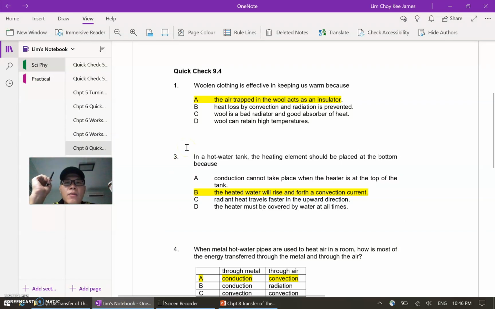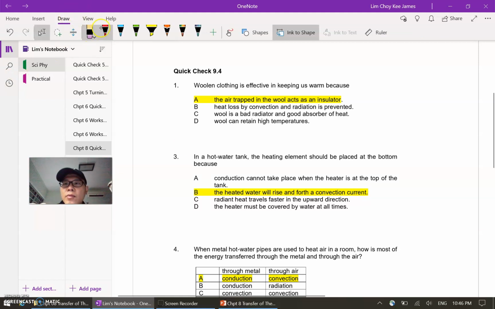For question 1, we have woolen clothing effectively keeping us warm, for various reasons. Before we proceed to look at the options, I want to highlight a few things here. Based on the question, what is given is clothing. What clothing is the question talking about? In this question, the clothing in discussion is the woolen clothing. We don't know the color, but we know the material: woolen. We know that this is a type of medium, a type of material.